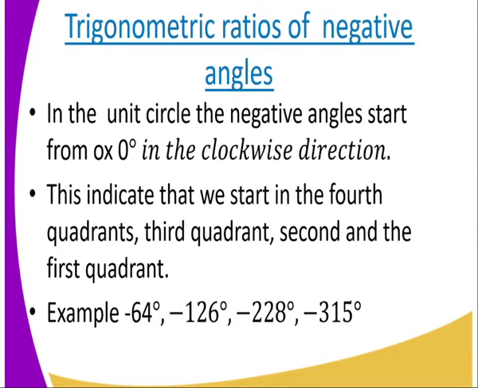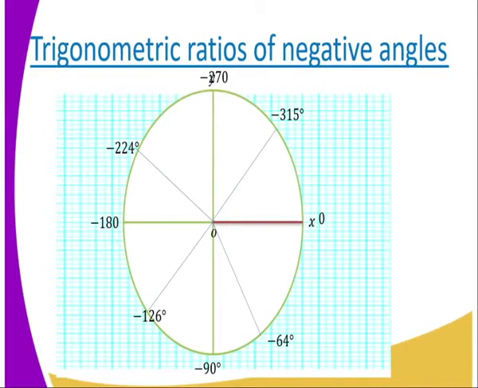Let us go briefly over what I have talked about. In the unit circle, the negative angles start from OX, 0 degrees, in the clockwise direction. This indicates that we start in the fourth quadrant, then the third quadrant, the second quadrant, and the first quadrant. That is the way we move. Examples are negative 64 degrees, negative 126 degrees, negative 228 degrees, and negative 315 degrees. That is what we want to represent.